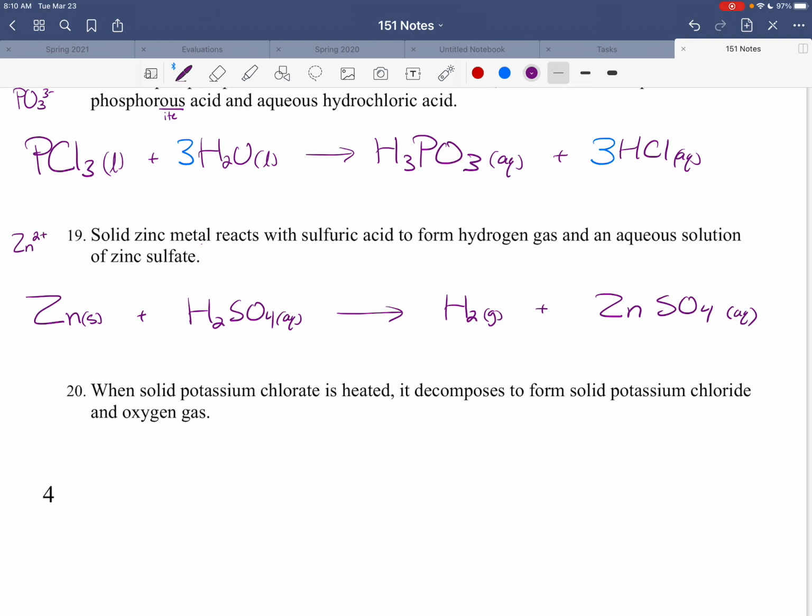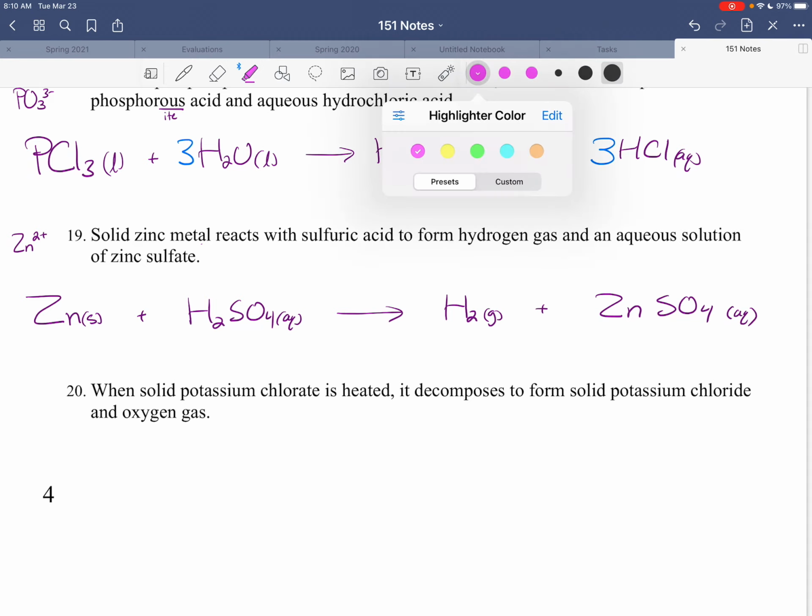Okay, is it balanced? Let's see. How is zinc? Zinc is good. How is H? H2, good. And sulfate, we can do sulfate here by itself. Ooh, that's big. So sulfate is good. It's balanced.